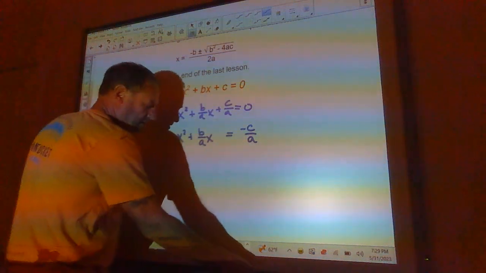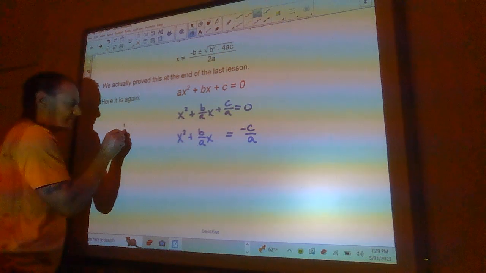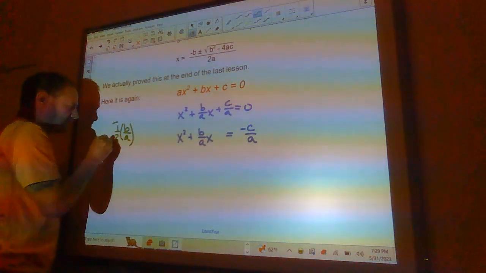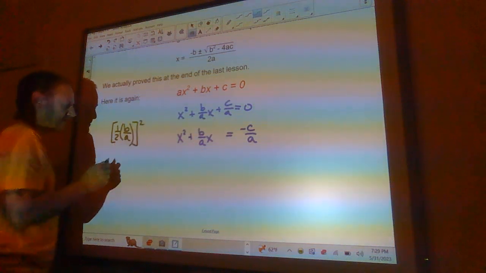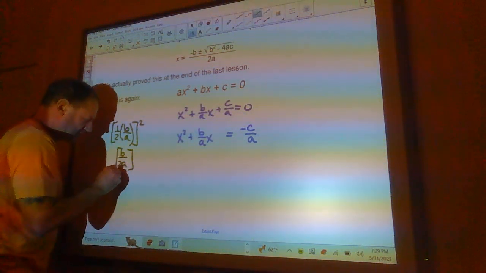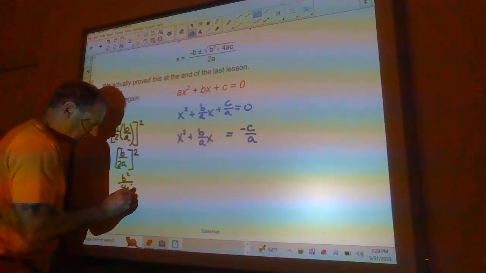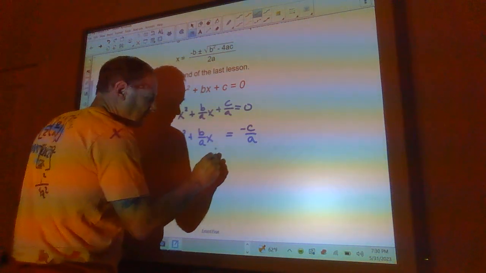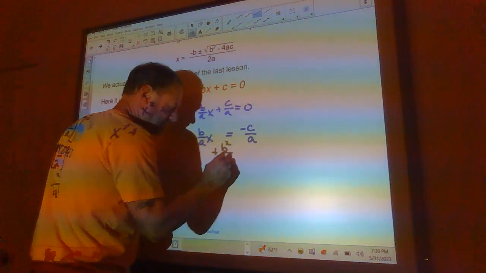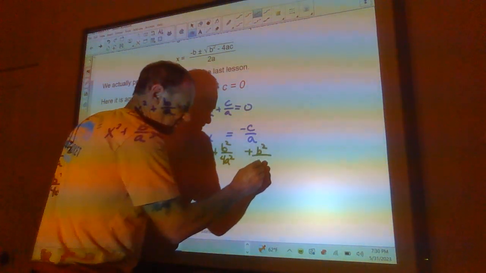And then I complete the square by taking this number here, b over a, taking half of that, and squaring it. So that would be b over 2a squared, which would be b squared over 4a squared. That's going to go here. And I'm going to add it to this side as well, keep my equation in balance.